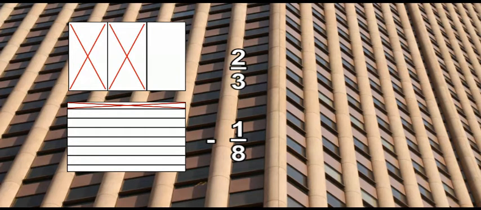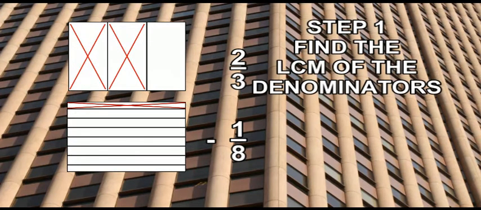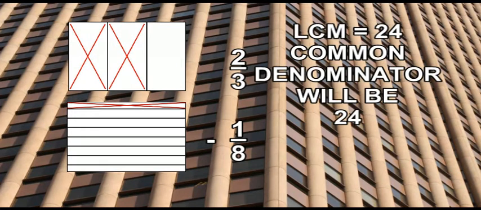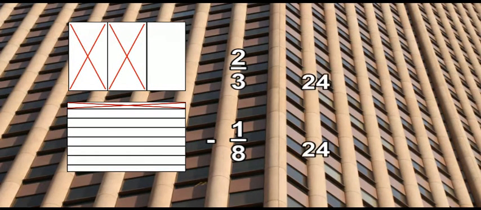Step 1 is to find the least common multiple, which will turn into the common denominator. To find the LCM, you need to write out the multiples of the denominators. The least common multiple would be 24. Since the LCM is 24, the common denominator will also be 24. That means we need to make equivalent ratios with 24 as the denominator. To change thirds to 24ths, we need to multiply by 8.